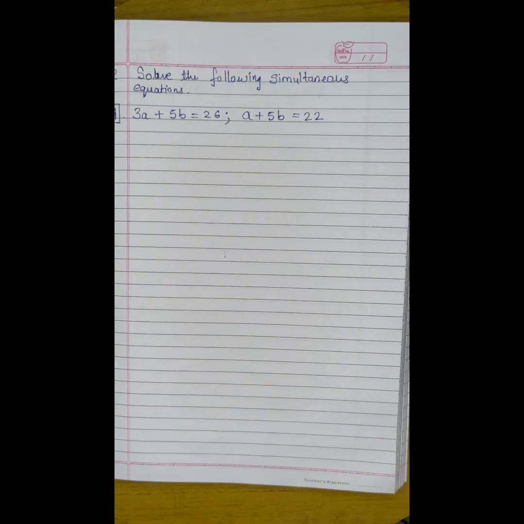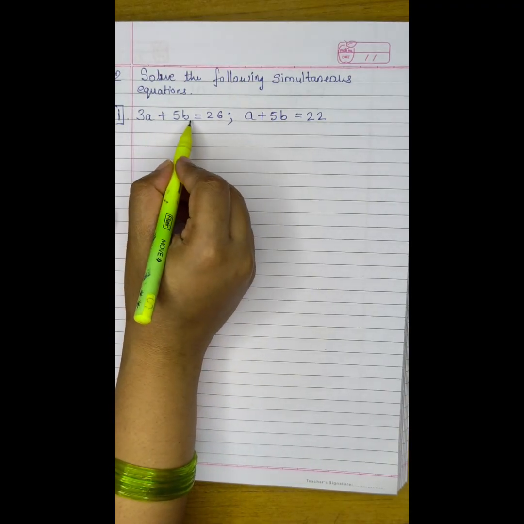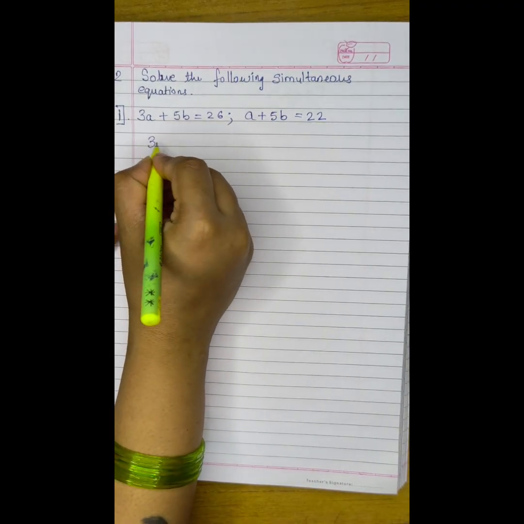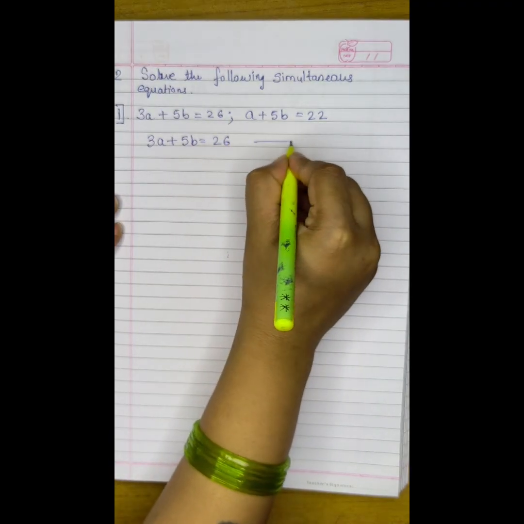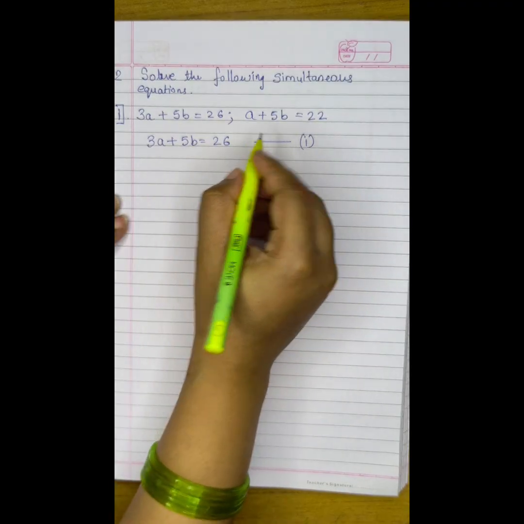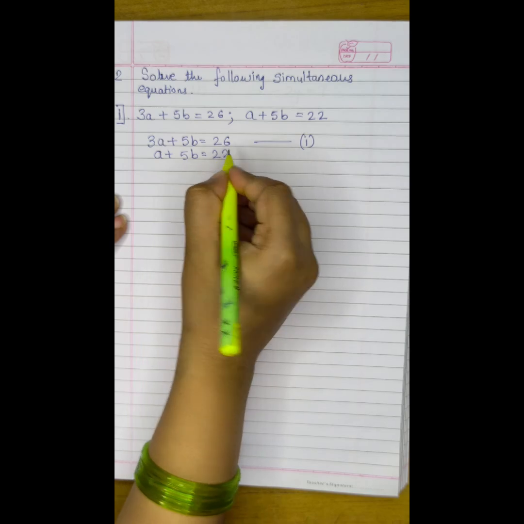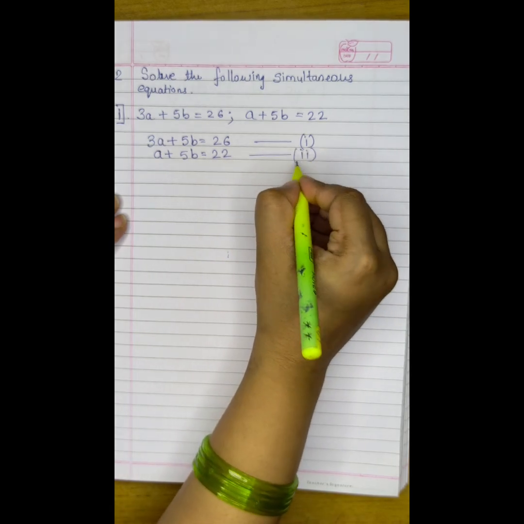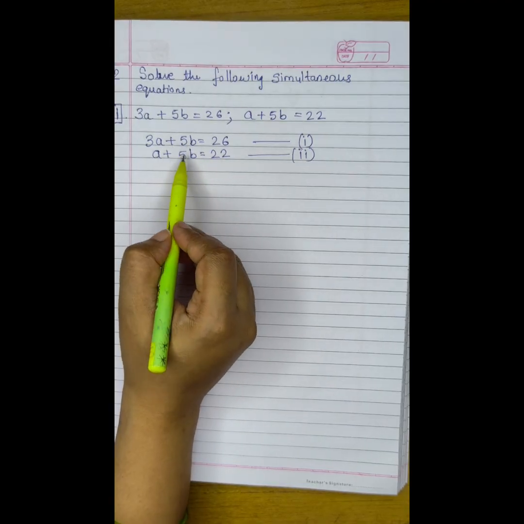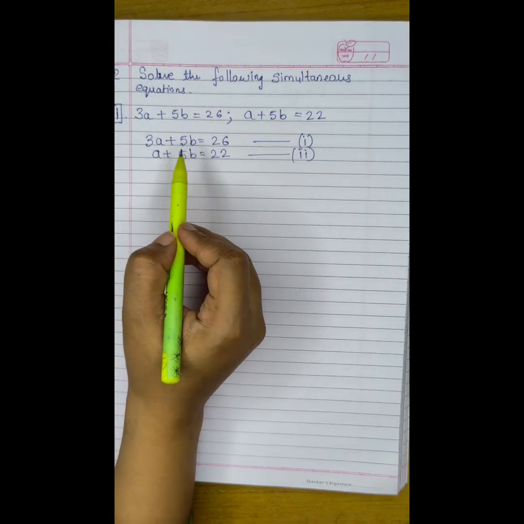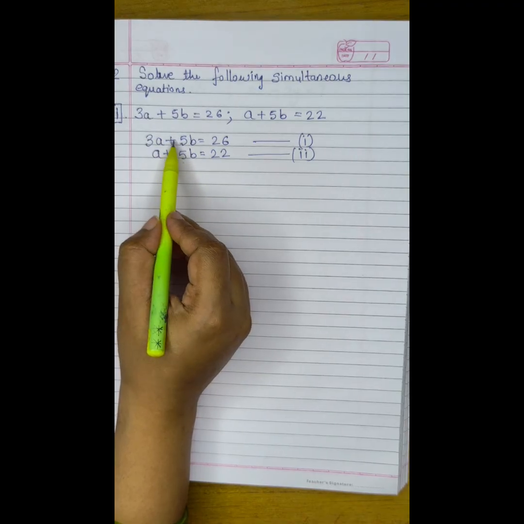Understood? See the first sum. 3a plus 5b is equal to 26. This is your first equation. And this is your second equation. Okay. Now in this sum we have same numbers. That means the coefficients are same and even the signs are same. So we need one plus and one minus. We need opposite signs over here.